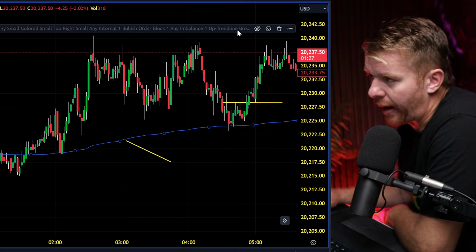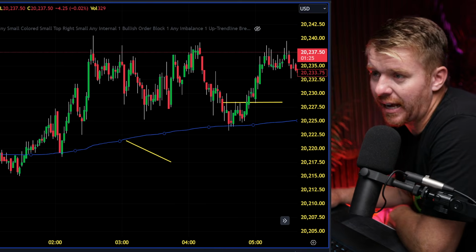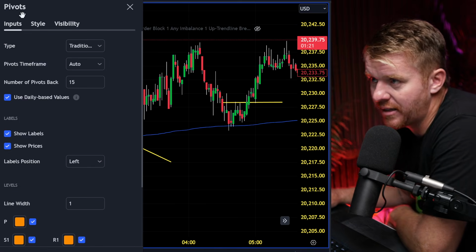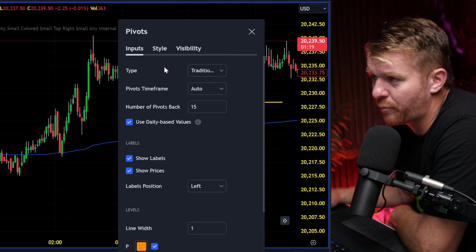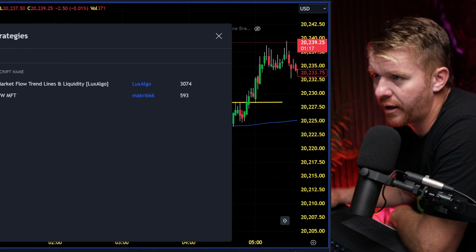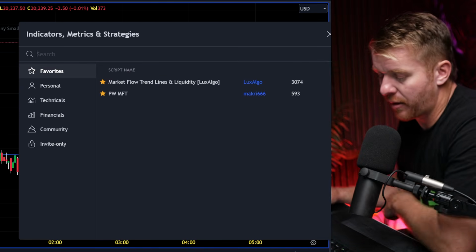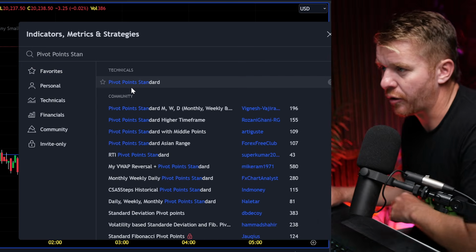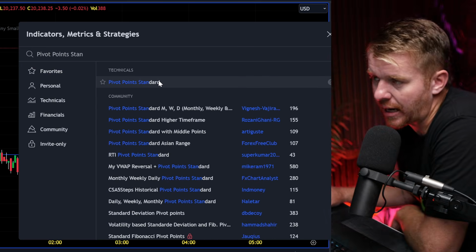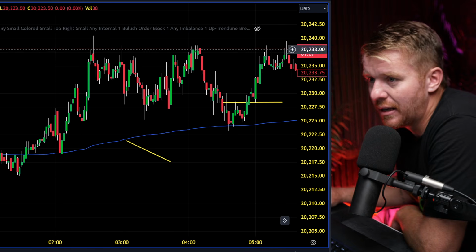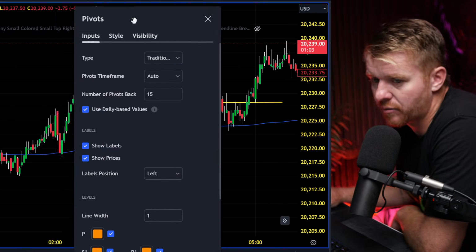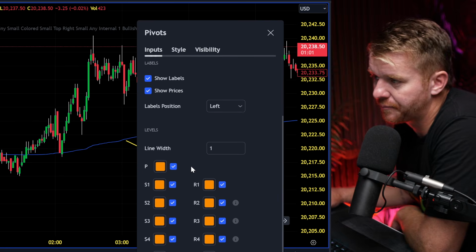All right. My next and favorite indicator that people always ask about is the pivot points. So these are the pivot points. When you go on TradingView, you type in pivot points standard. Right there, it'll pop up. Pivot points standard. I use it very simple. I don't really change anything. I just leave it how it is. And that's my pivot point settings.